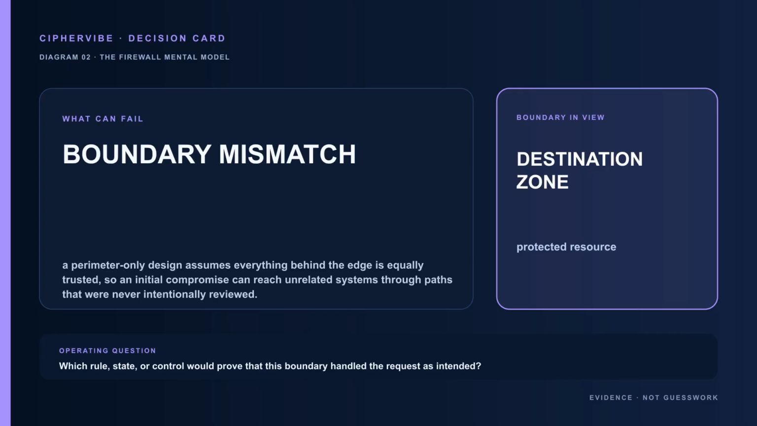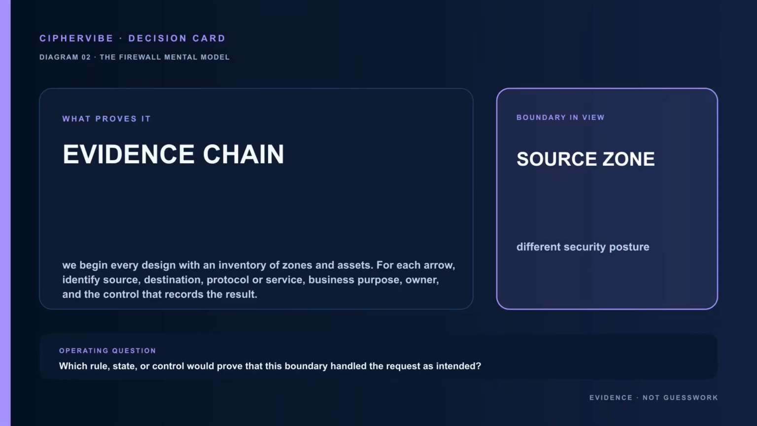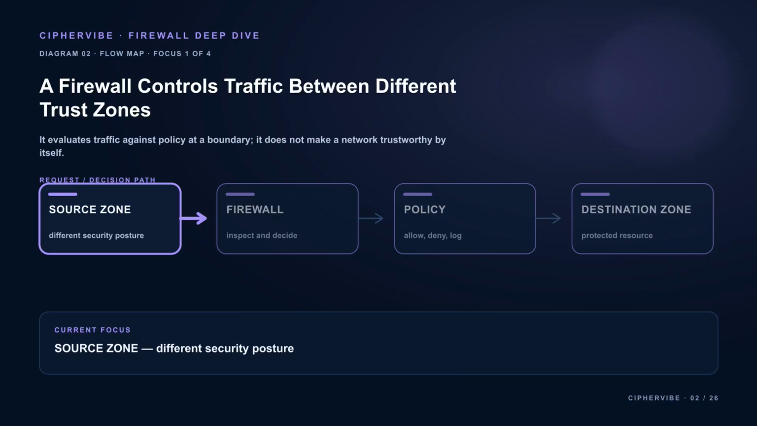Mechanically, a firewall receives observable traffic attributes, compares them with a configured decision policy, then permits, rejects, drops, resets, routes, translates, or records the result according to its capabilities. The common failure is that a perimeter-only design assumes everything behind the edge is equally trusted, so an initial compromise can reach unrelated systems through paths that were never intentionally reviewed.